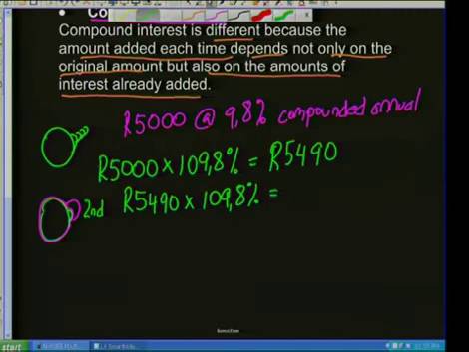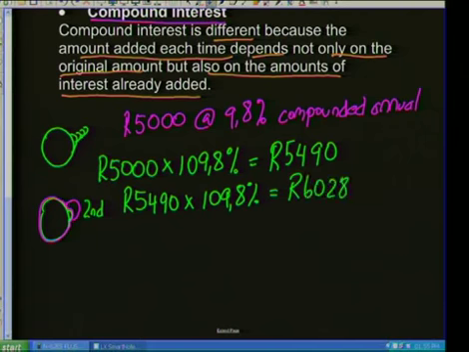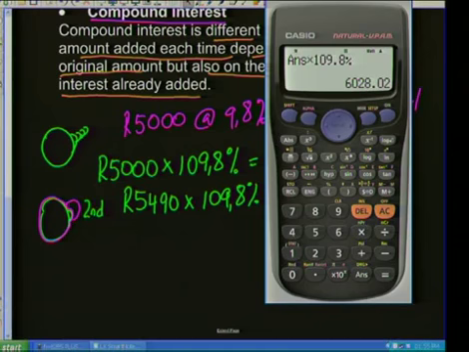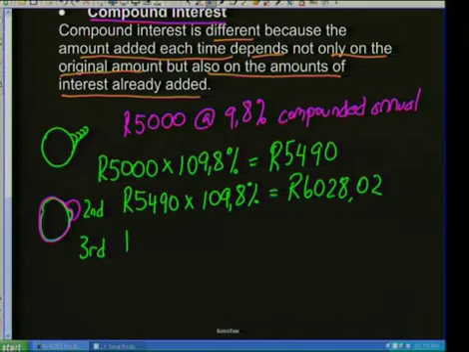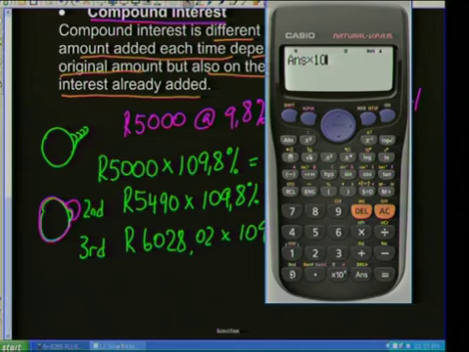And I can see now that it starts increasing: 6,028.02. And now that's going to increase even more. So let's try the third year. So now I'm taking my 6028.02 and increasing that by 109.8%. And I get 6618.77.